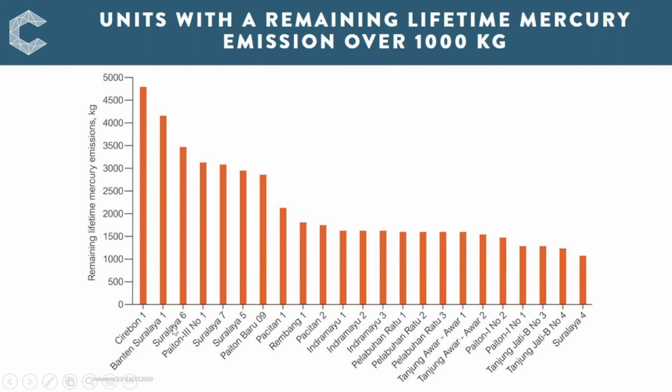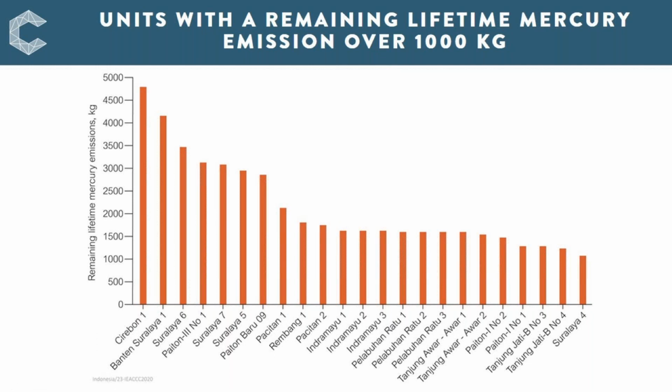Now, the top 10 emitting plants in this slide are predicted together to emit around 30 tons of mercury over the remaining lifetime in a business as usual approach. This is around 40% of the total from the fleet. I'm going to say that again. There are around 10 units, 10 to 13 units that are emitting almost half of the total emissions from the existing fleet over the remaining lifetime.